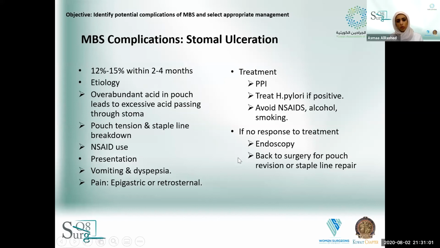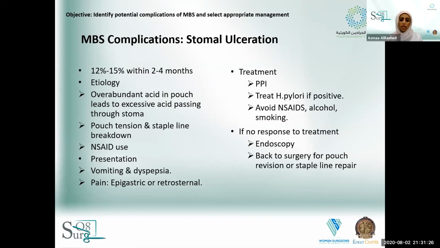We're going to move on to stomal ulceration. As we said, most of the time these patients are treated conservatively, so you will not need to operate on them. You have to make sure that if there's any unsafe smoking, all this kind of stuff, that is eradicated. And then the treatment is mainly PPI, but sometimes patients have H. pylori, so if they have H. pylori, please treat the H. pylori.